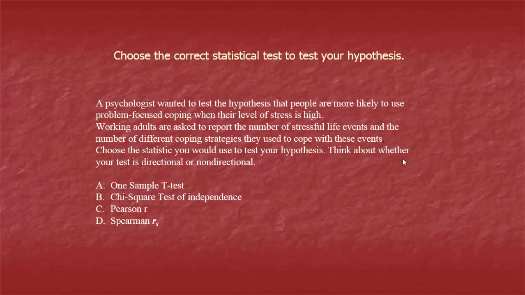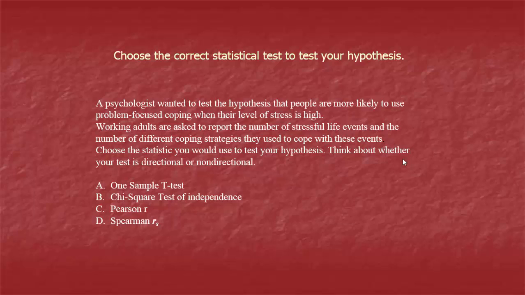So here, again, working adults are asked to report on the number of stressful life events and the number of different coping strategies. So number of stressful life events, is that continuous or categorical? Nominal or continuous? A number, where the number represents an amount of something, a number of something, that's continuous. They're also reporting on the number of different coping strategies used. Is that categorical or continuous? Again, it's a number of something, so it's continuous. And the hypothesis is that people are more likely to use problem-focused coping when they have high stress. So we have two continuous variables, and we want to find the relationship between them.